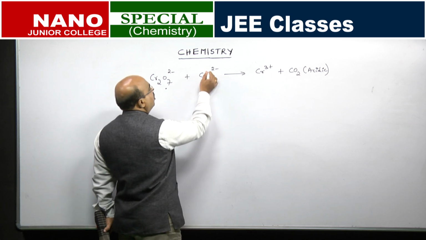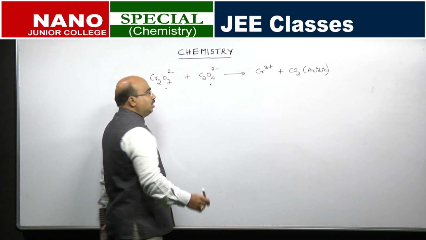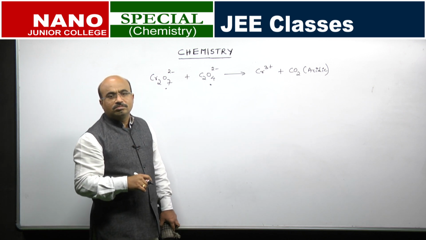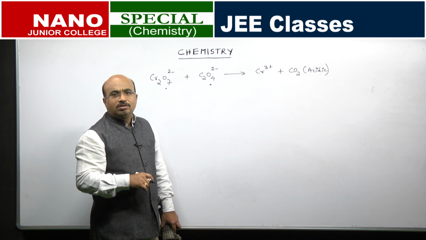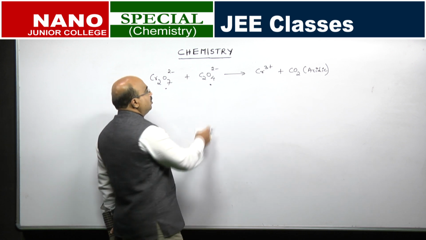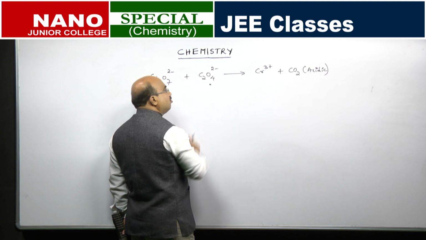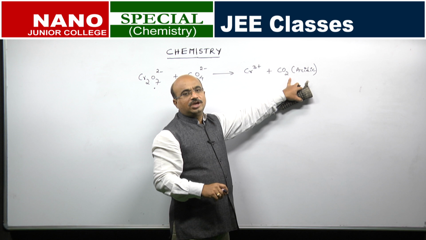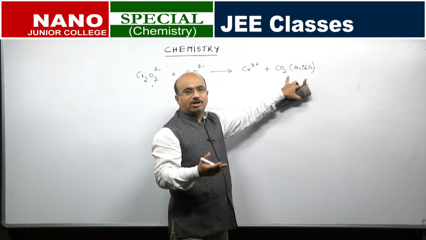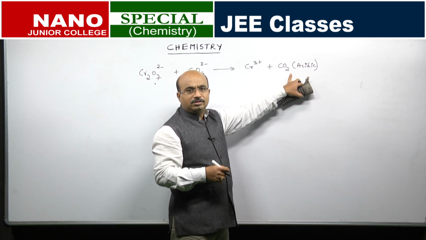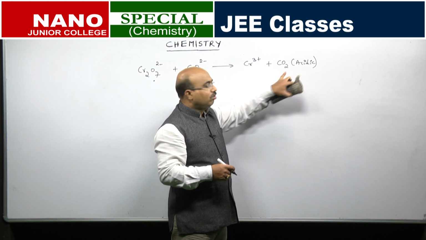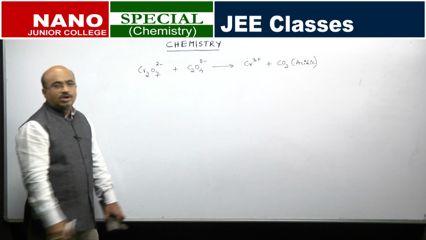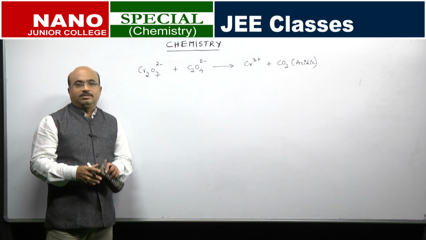What is the oxidation state of oxygen here? -2, because it is not a peroxide or a superoxide. Here also it is -2, because again it is not a peroxide or a superoxide. So, you need not write oxygen. You have to identify in that way.